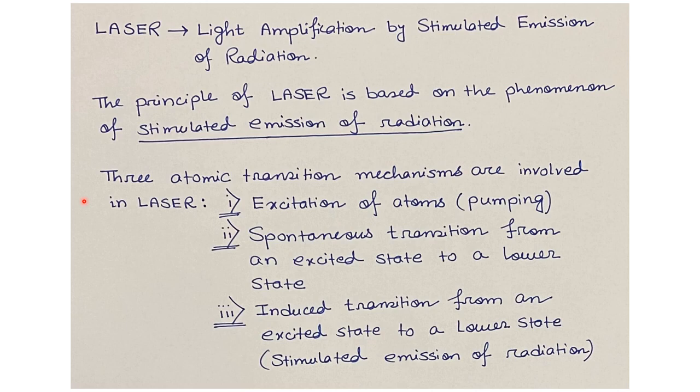There are three atomic transition mechanisms which are involved in laser. Let us understand those three mechanisms first. The first mechanism is excitation of atoms, which is also known as pumping. So what is excitation of atoms? Let us consider some atoms at the ground state.